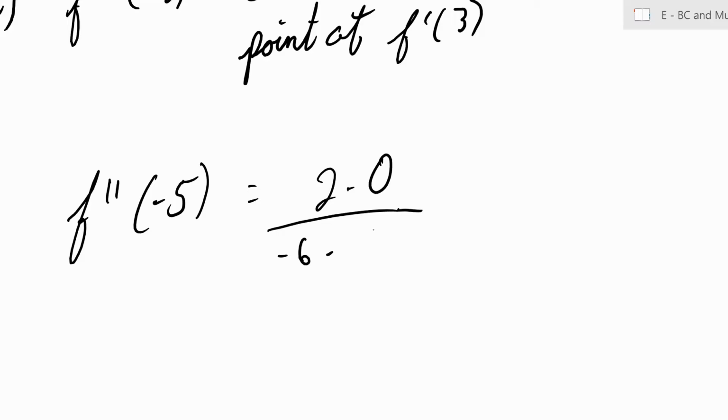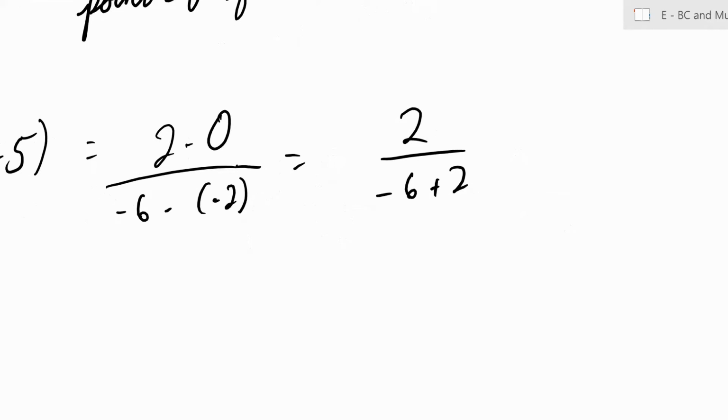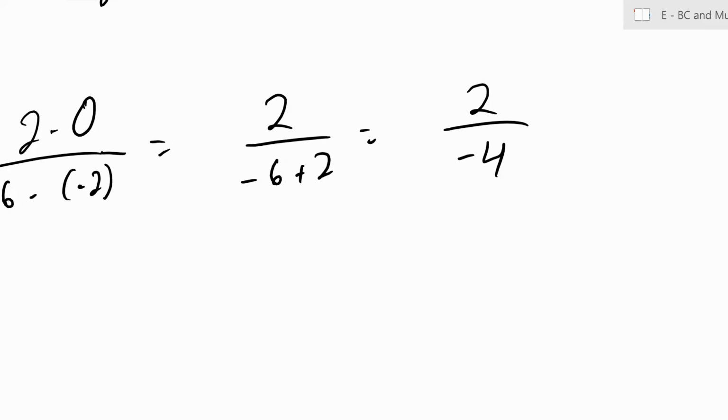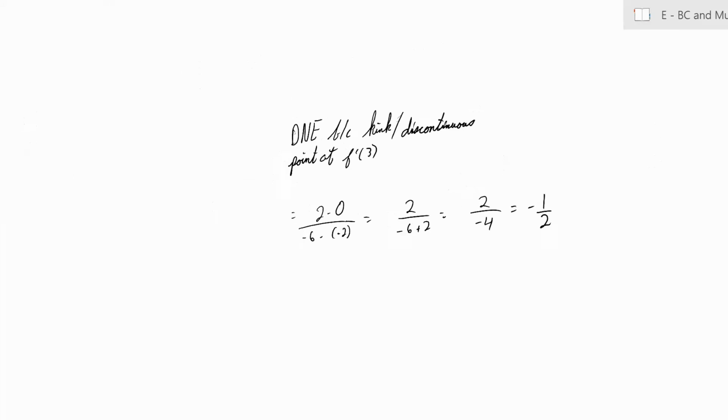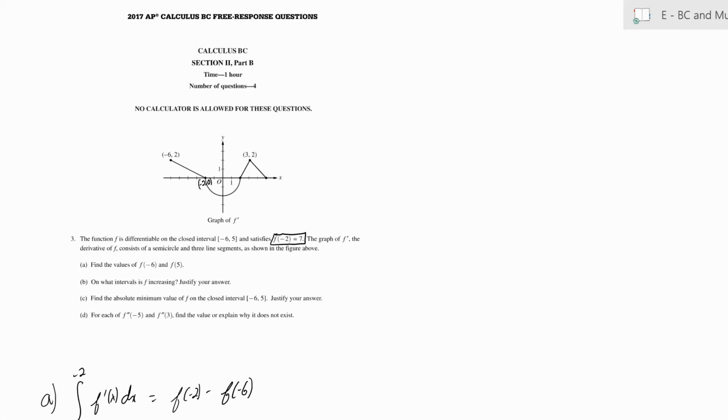Negative 6 minus negative 2. So that would give you 2 over negative 6 plus 2, which is equal to 2 over negative 4, which is equal to negative a half. So f double prime of negative 5 is equal to negative a half. And that is what I believe the answers to be for the 2017 AP Calculus BC free response question number 3. Thank you.